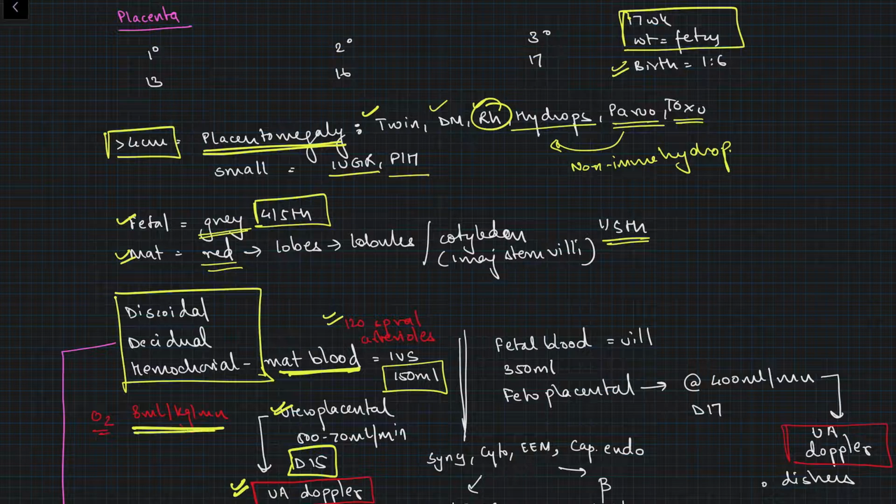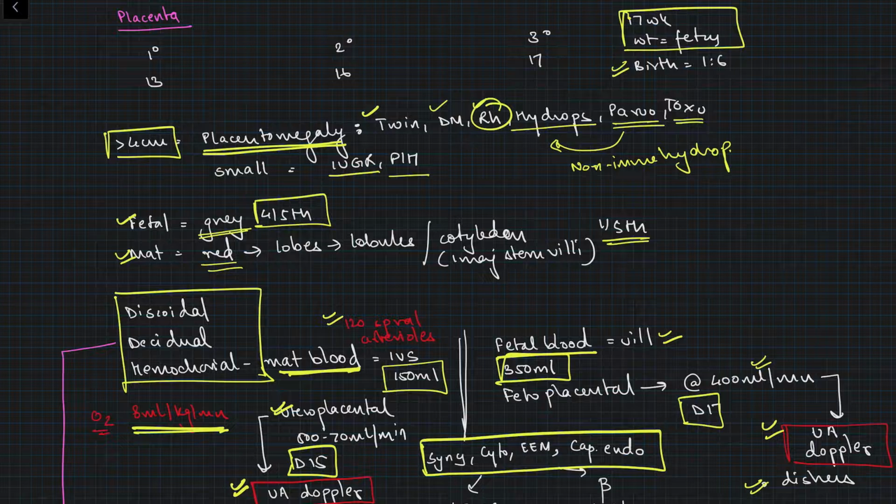What is the oxygen demand? It is 8 ml per kg per minute. Fetal blood, it is in the villi and it is 350 ml. The fetal-placental circulation established at day 17 flows at the rate of 400 ml per minute, and it is assessed by uterine artery Doppler. Now, by uterine artery Doppler, we can see any fetal distress, right? Then, what are the layers between the maternal and the fetal blood? We'll have syncytiotrophoblasts, cytotrophoblast, extraembryonic mesoderm, and the endothelium of the capillaries.